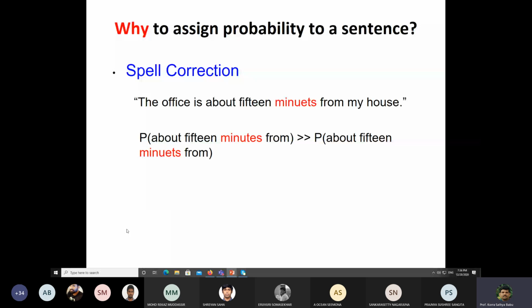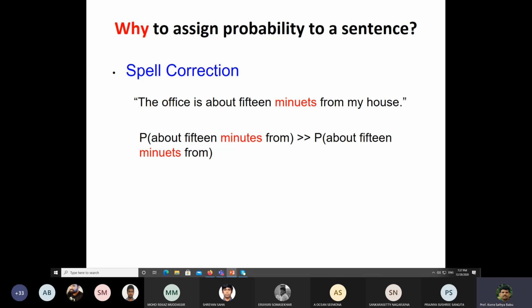What does the double greater than symbol signify? Is that just an arrow pointing? No, it is stating the probability. Now you have a sentence, for example about 15 minutes from. First see the top sentence: the office is about 15, something, from my house.